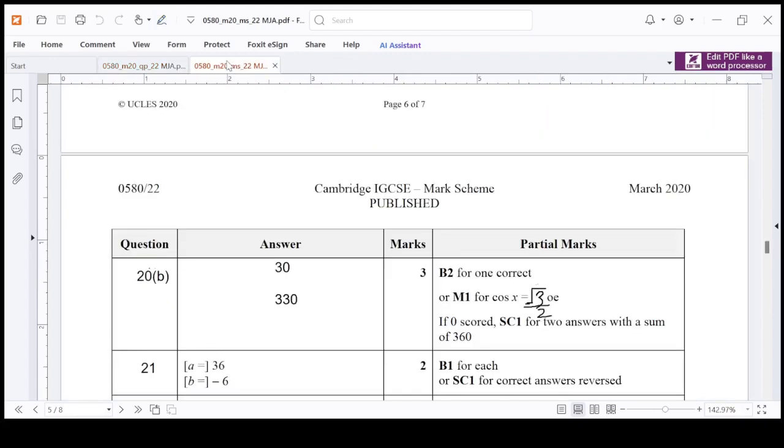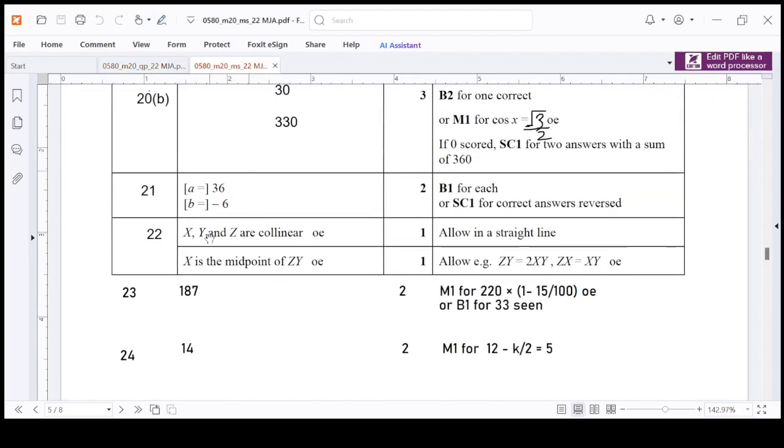Let's see what the marking scheme says. It says x, y, z are collinear and x is the midpoint of y, z, and they've also allowed what we wrote. So that's fine.